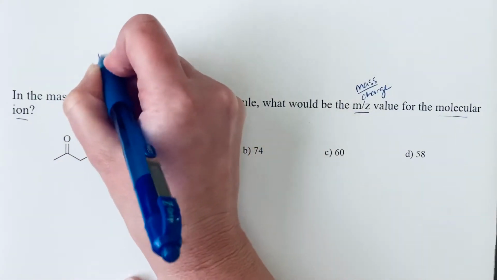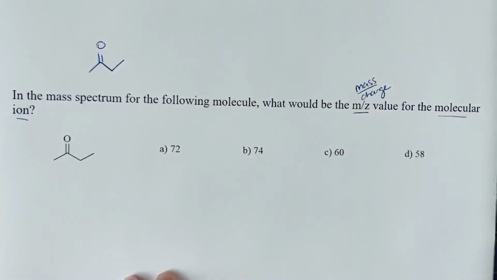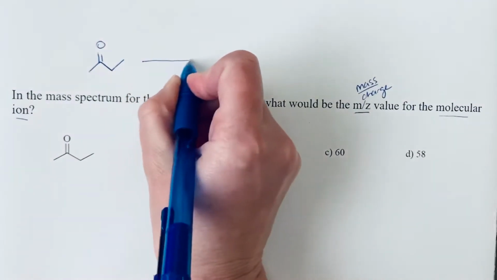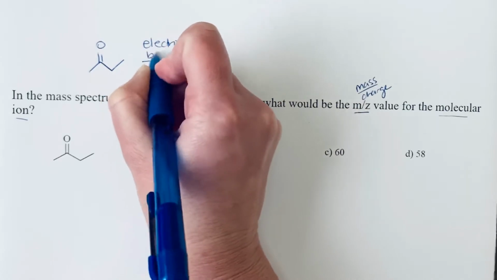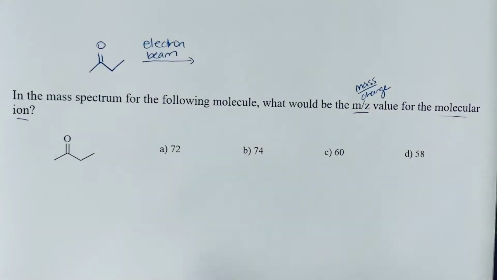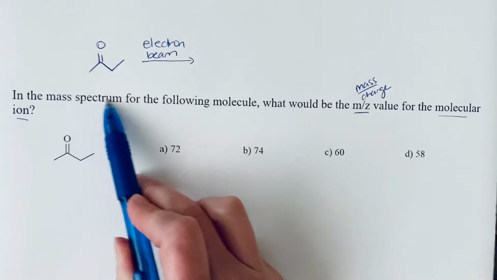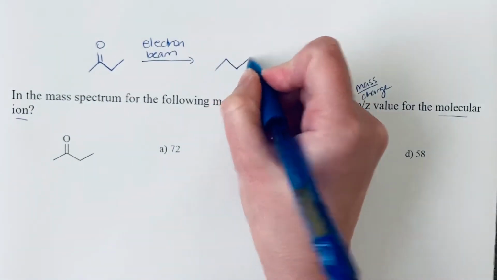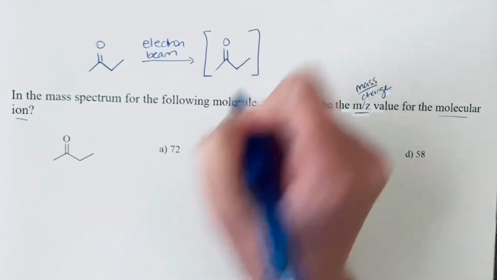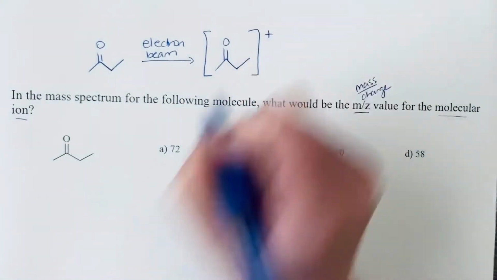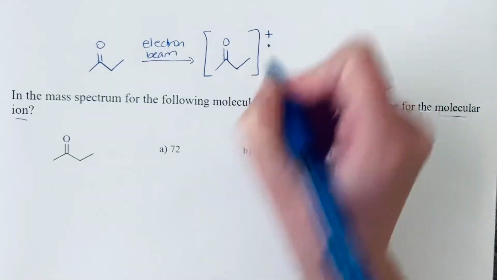So if we were to take this molecule and put it in a mass spectrometer using electron ionization mass spectrometry, which is the only type that we will be considering, you would hit this molecule with a beam of electrons. So we'd hit this with an electron beam. And what that's going to do is it's going to knock one electron off of this molecule. So that will give us the intact molecule minus one electron, which means that it will overall have a positive charge and it will be a radical.